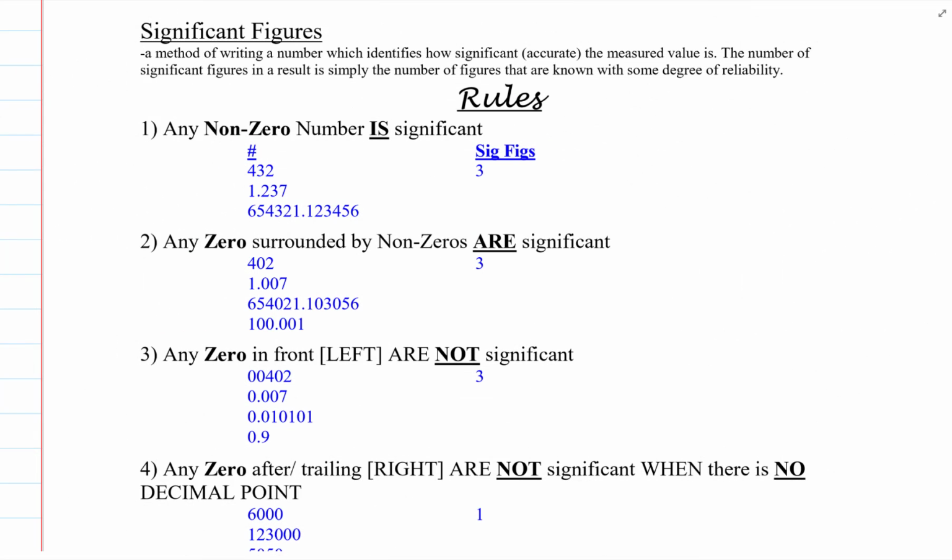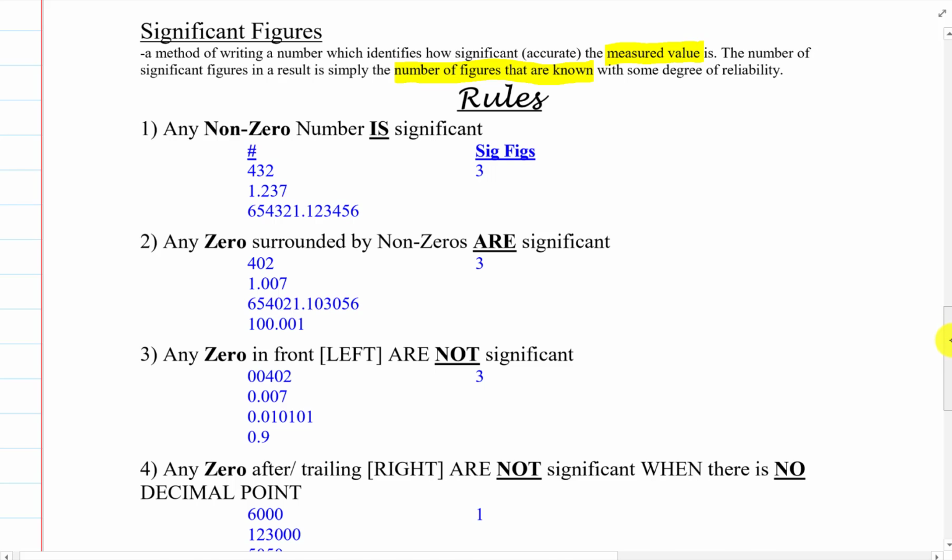Welcome back, physics fans. We're going to do sig figs here, and it's a method of writing a number which identifies how many significant figures the measurement value has. So this is about measured numbers, measured values, something that's measured. The number of significant figures is simply the number of figures that are known with at least some degree of reliability. Okay, that's what a sig fig is.